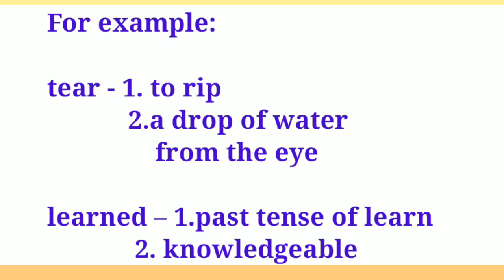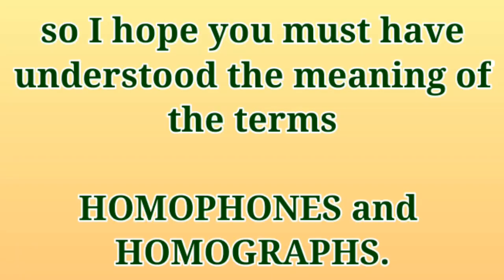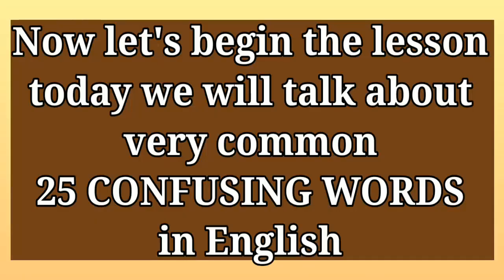Now the second word is learned and learned, with the same spelling but different pronunciation and different meaning. We say learned when it is used as the past tense of learn, but we say learn-ed when it is used as knowledgeable. So I hope you have understood the meanings of these two terms, homophones and homographs.